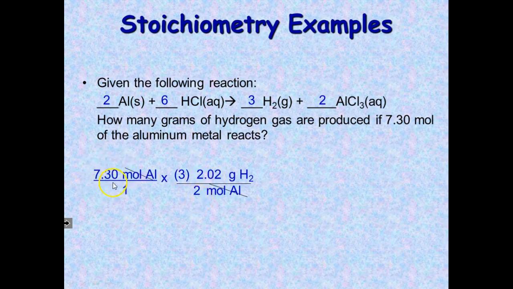This quantity has 3 sig figs. That's a trailing 0, and you have a decimal in the number. The molar mass here has 3 sig figs, so we want 3 sig figs in our answer. When we do the math through, you should get something along the lines of 22.1 grams.